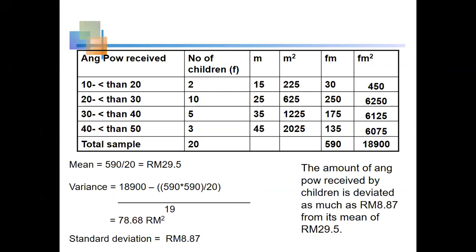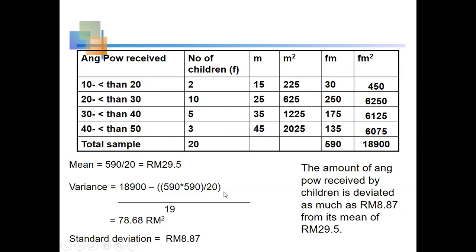Okay, another example of how to calculate standard deviation. If you look here, ang pao received is the variable and all the data is in the form of classes, or groups. The number of children is the frequency: 2, 10, 5, 3, and the total frequency is 20. Midpoint here will be 10 plus 20 divided by 2, 15. 10 plus 30 divided by 2, 25. 10 plus 40 divided by 2, 35. 10 plus 50 divided by 2, 45.